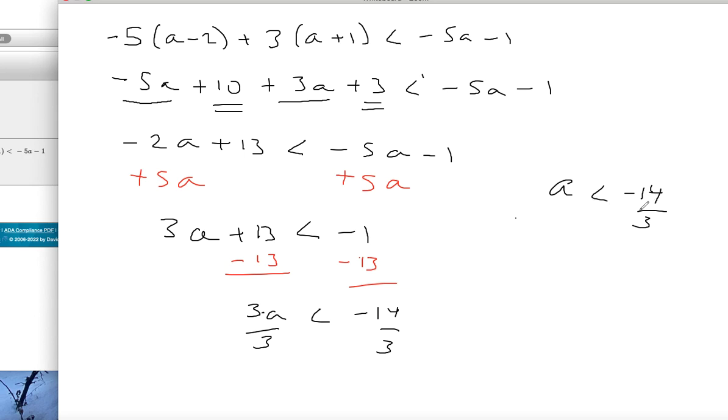And then we're supposed to give the answer in interval notation. So a is less than negative 14 thirds. If this was negative 14 thirds on a graph, less than would be going that way. So for interval notation, we're going to start at negative infinity out here and come up to, but not include, so we're going to use a parenthesis on that 14 thirds. Same with the open dot, and then no equals there.